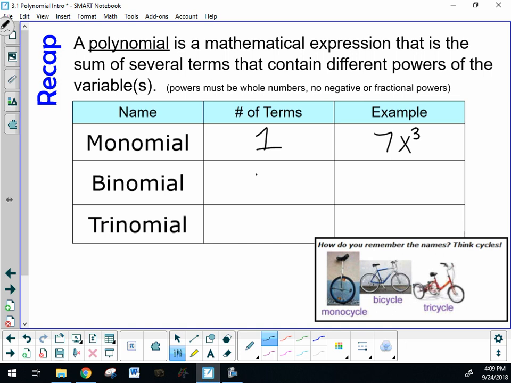A binomial, like a bicycle, has two wheels, a binomial has two terms. Something like 4x minus 5 is a binomial. It has those two terms that are being grouped by subtraction. A trinomial, like a tricycle, has three wheels. A trinomial has three terms. And you've seen lots of trinomials, things like x squared plus 2x plus 1 are trinomials. They could look like other things as well, but that is an example of a trinomial.